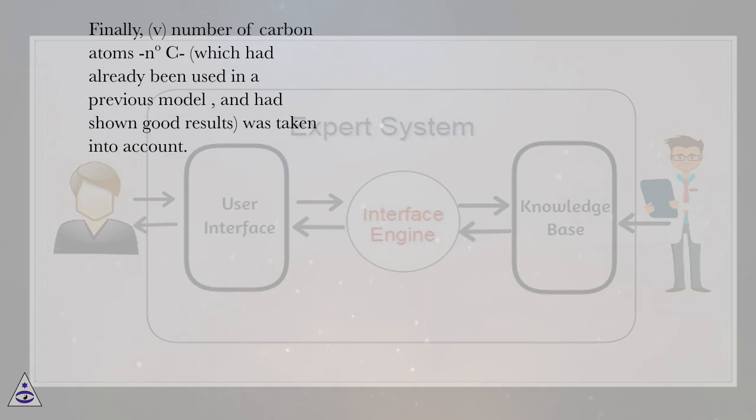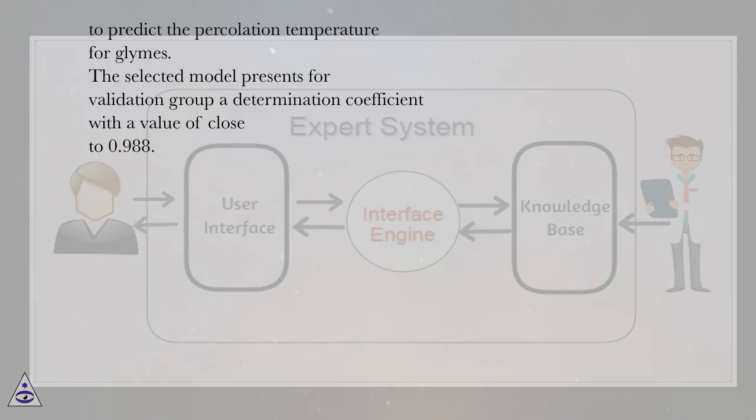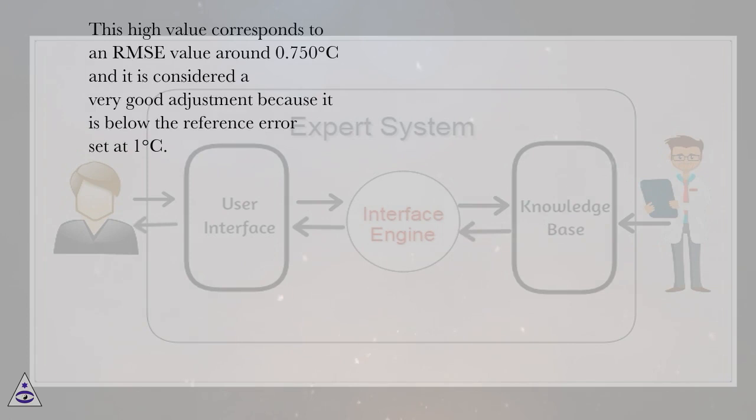Authors reported that the best model, taking into account the results of the validation group, is the model constituted by 5, 5 and 1 neurons in the input, hidden and output layer, respectively, architecture 551. Neural network 551, selected by Moles et al. to predict the percolation temperature for glimes. The selected model presents for the validation group a determination coefficient with a value close to 0.988. This high value corresponds to an RMSE value around 0.750 degrees Celsius and it is considered a very good adjustment because it is below the reference error set at 1 degree Celsius.